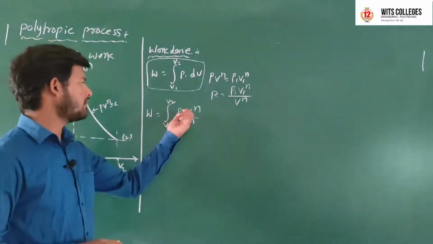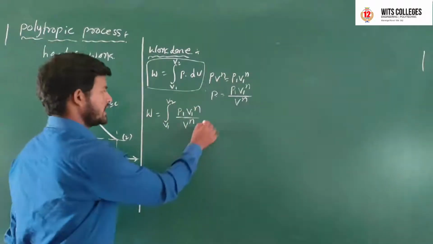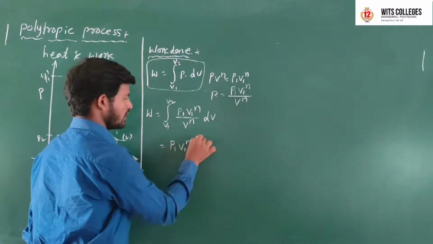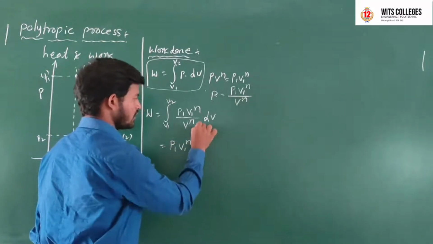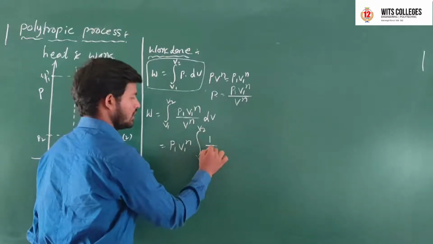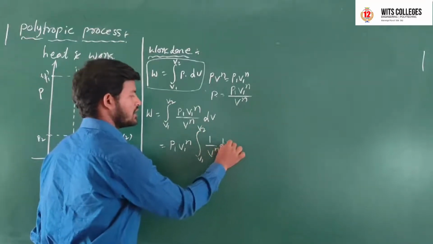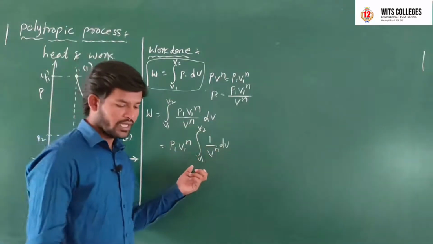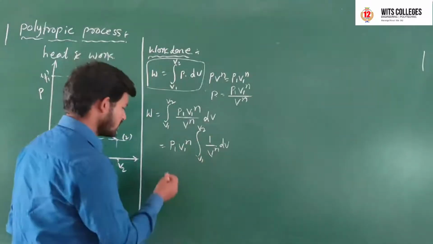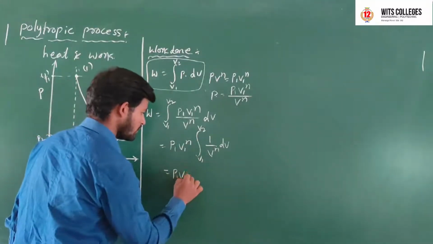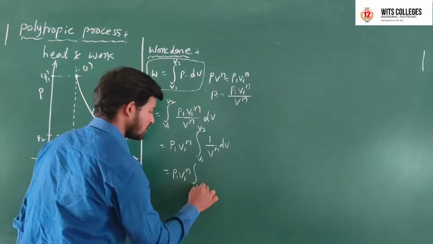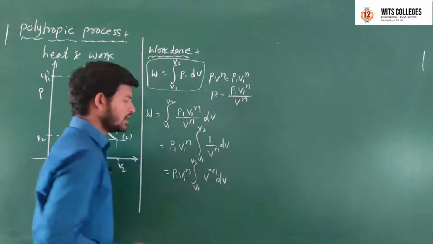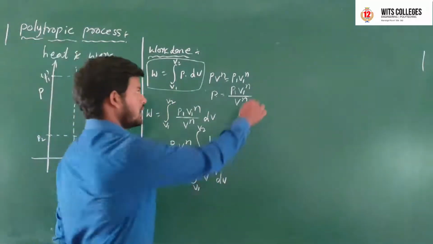Here P1 and V1 to the power of n are constants. P1 V1 to the power of n values are constant. Integration from V1 to V2 of 1 by V to the power of n dV. We write this as 1 by V to the power of n dV. Then we modify this: P1 V1 to the power of n, integration from V1 to V2 of V to the power of minus n. I will write it in this form.